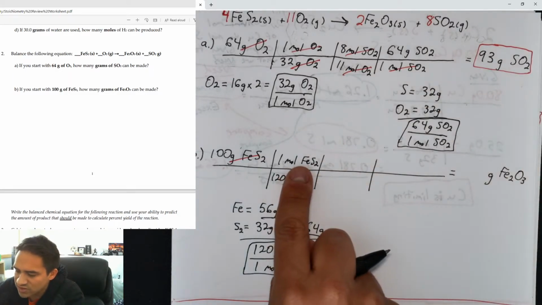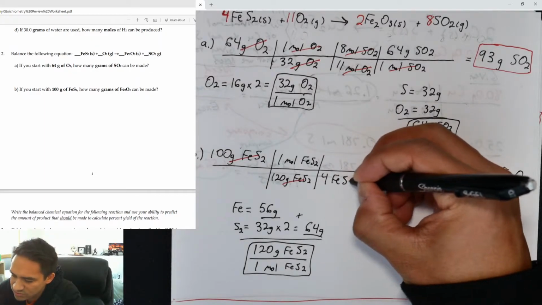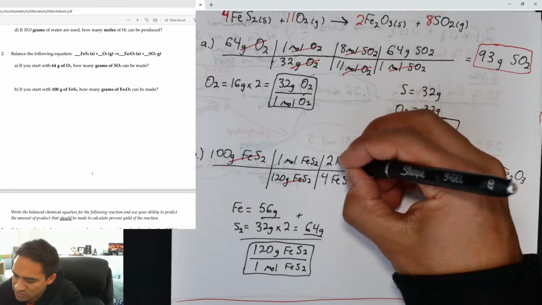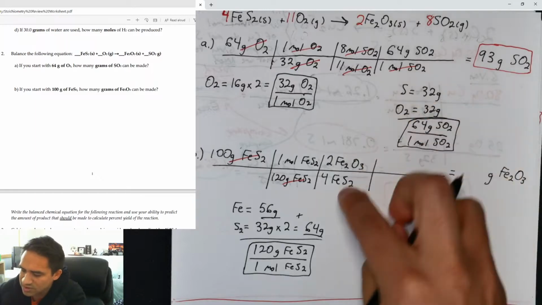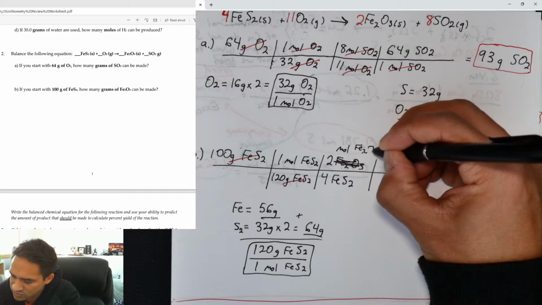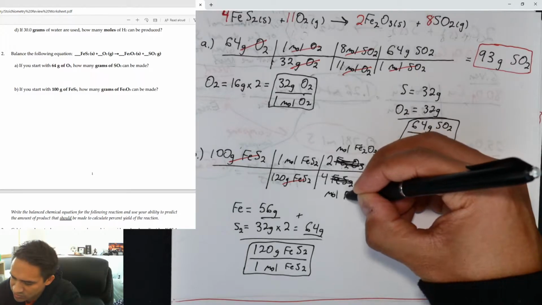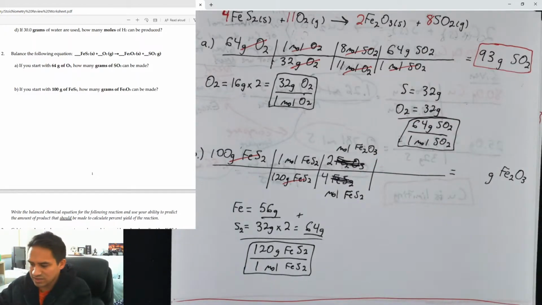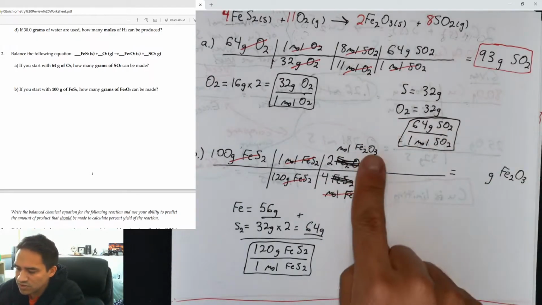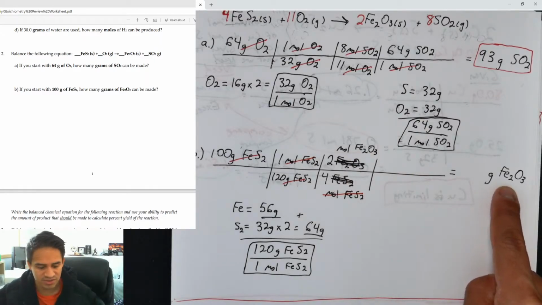Since we're starting with moles of FeS2 here, the 4 moles of FeS2 will go on the bottom. The 2 moles of Fe2O3 will go on the top, like this. Oh, and I did not write moles. I apologize. Moles of Fe2O3 and moles of FeS2. I really want to make sure we write those units so that we can see that they are canceling. So moles of FeS2, moles of FeS2. This will get us into moles of Fe2O3.